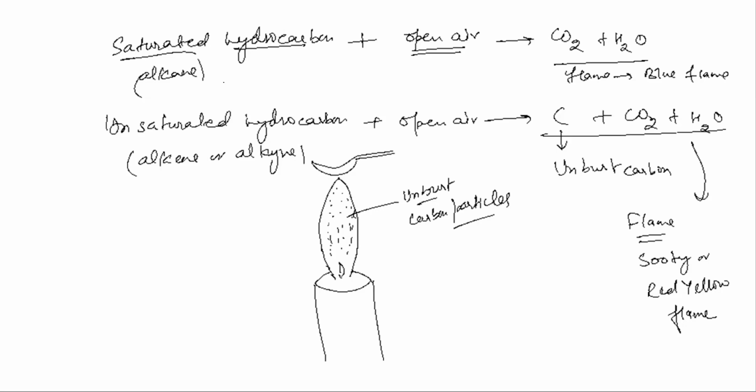Okay. So since saturated hydrocarbons burn in open air, they will give carbon dioxide plus water, like alkanes. But if alkenes or alkynes burn in open air, they will give you carbon particles plus CO2 plus water. Okay, note it down.